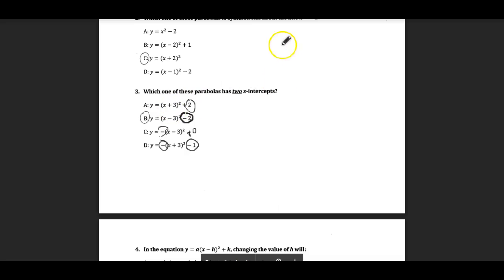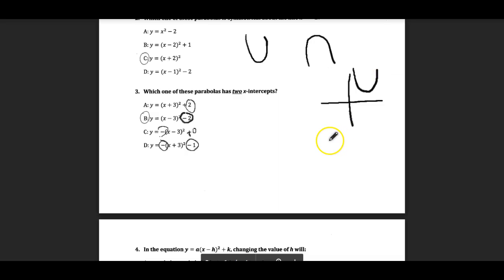So for this, actually I might draw. We have either a positive or a negative parabola. And here are our sets of axes. So for the first one, we have a positive parabola that's shifted up 2. So it looks like that. So it has no x-intercepts. The next one, we have a positive parabola that's shifted down 2. So there we go. You can see it's crossed the x-axis twice. That's why that one is correct.